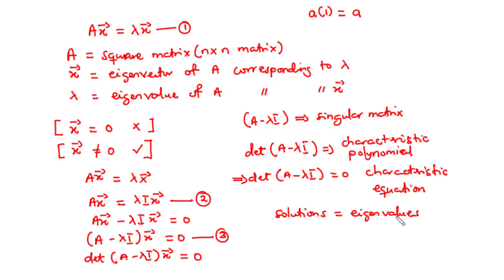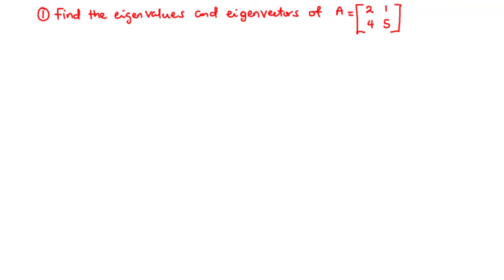So in the next section, we are going to take an example of a 2 by 2 matrix and try to find its eigenvalues as well as the corresponding eigenvectors. So let's try that example. Find the eigenvalues and eigenvectors of A, and this matrix has entries 2, 1, 4, 5. So let's try to solve this example.